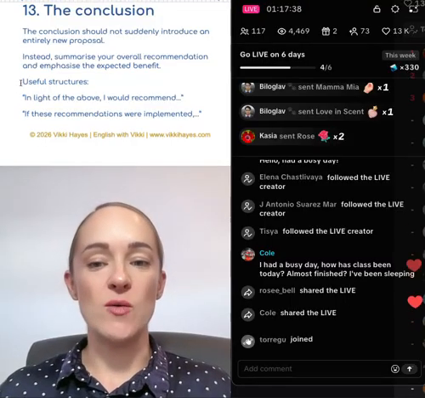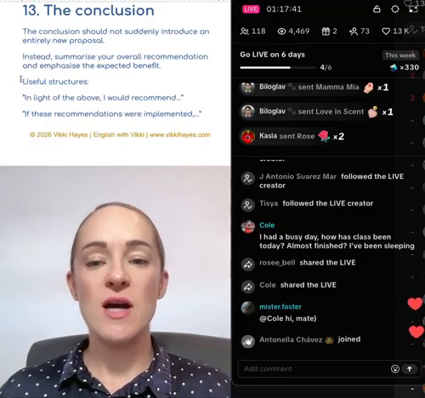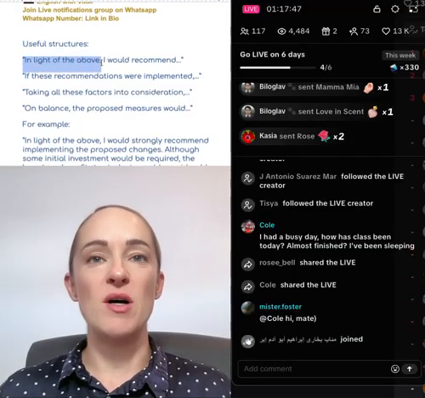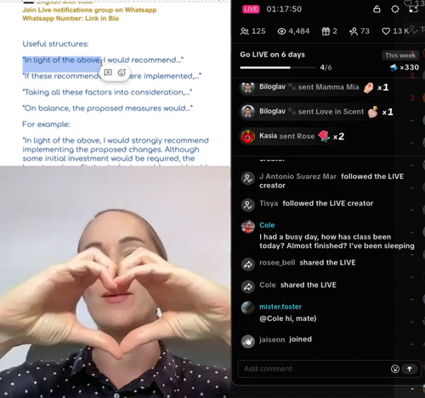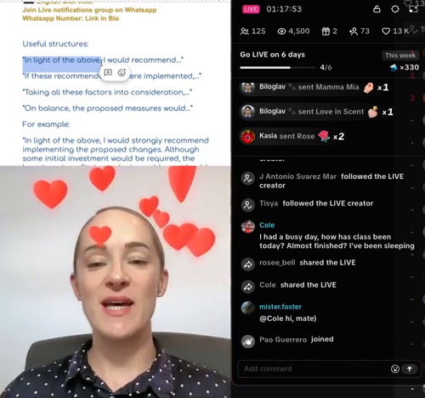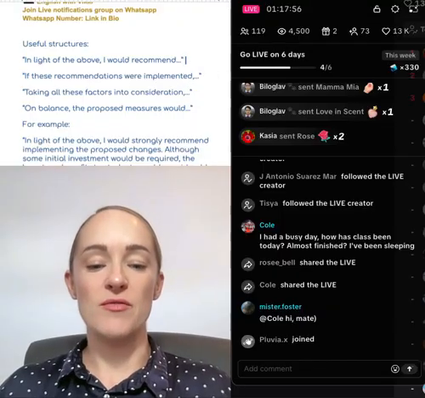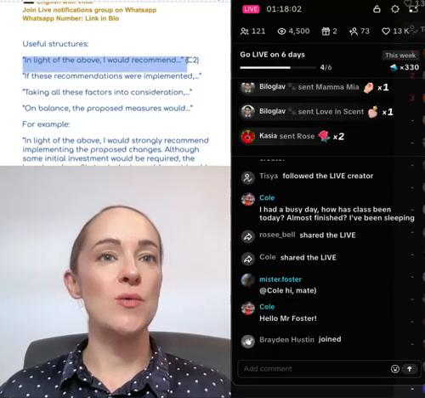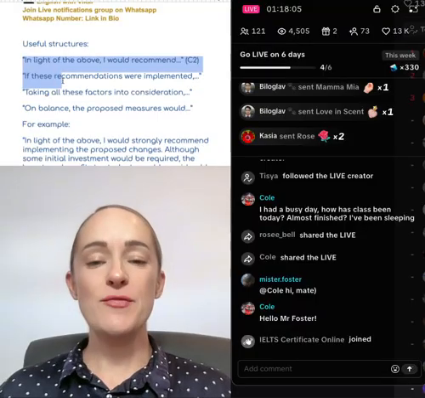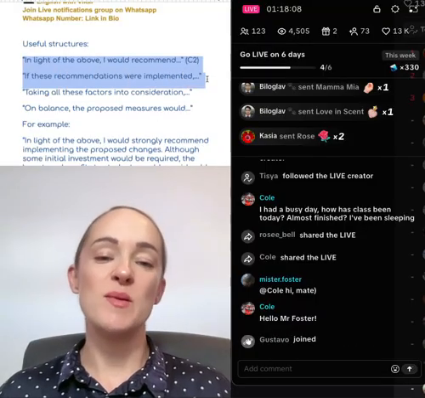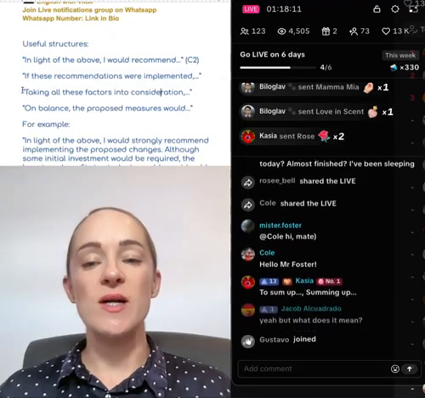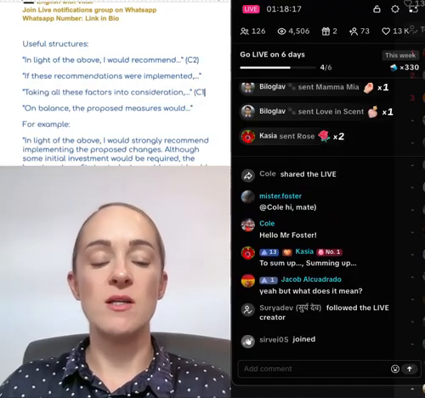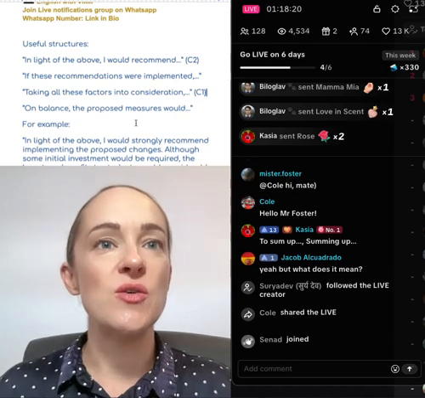Useful structures. Now, guys, this is beautiful language. Jacob, if you're listening, you can make a note of this. Look. In light of the above. In light of the above, I would recommend. If these recommendations were implemented. This one is a really good one as well, standard for C1. Taking all these factors into consideration. Yeah, but what does it mean?